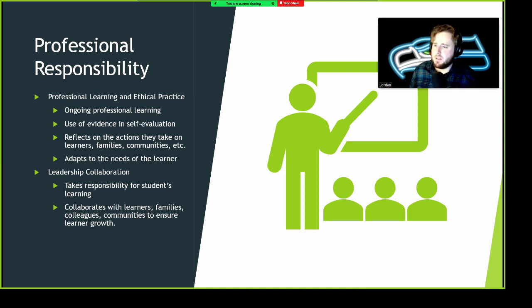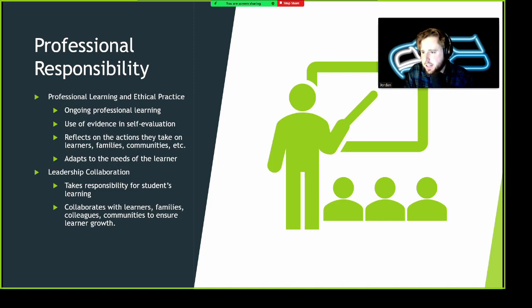But professional responsibility is about learning and ethical practice. You need to engage in ongoing professional learning. What that kind of means is that there's new developments in your field all the time, and not only in your field of expertise, but in pedagogy in general. So you need to keep up to date on all that sort of stuff, and you need to use evidence for self-evaluation. You need to sort of divorce yourself from subjectivity as much as you can.